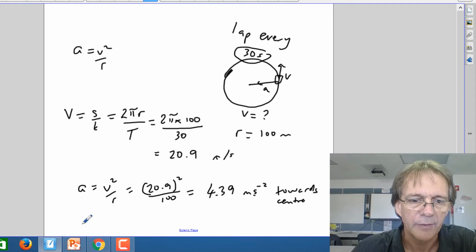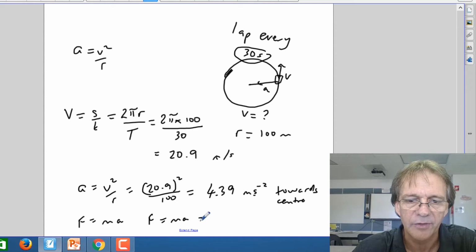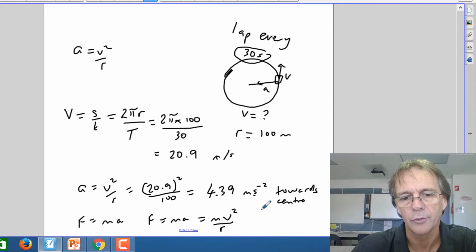Okay. You can therefore work out the force, F equals ma, using Newton's second law, if you know the mass of the car. There's another way you can do it straight away, if you want to bypass it and do it in one step. F equals ma is equal to m, and now the a is v squared over r, so you could just use that formula all the time if you want to work out the force of an object going in a circle.